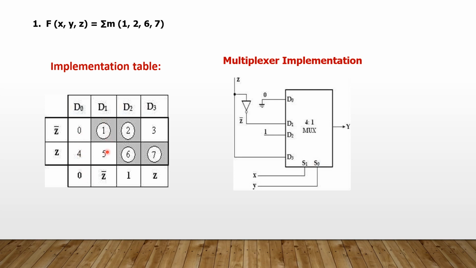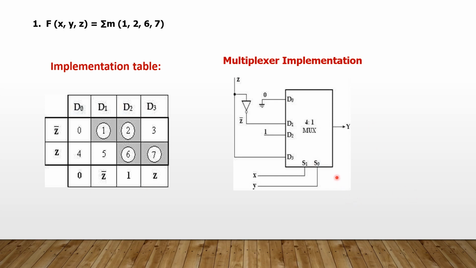In the second column, the first, that is the topmost minterm is circled, so the corresponding variable is Z bar. We can write it as Z bar. In the third column, since both the minterms are circled, you can just apply 1 to the corresponding input. In the last one, the bottom, that is the second row minterm is circled, the corresponding variable is Z. So we can write it as Z. So likewise, you have to implement the table. That is the way we have to construct the implementation table.